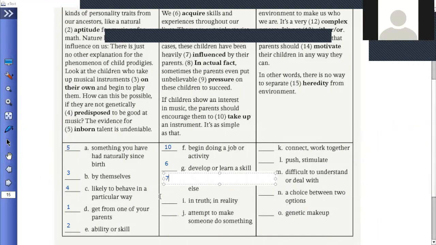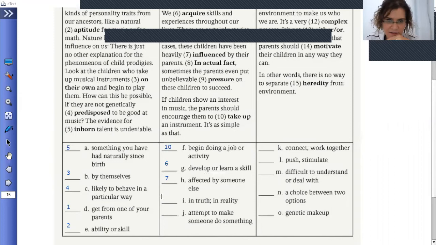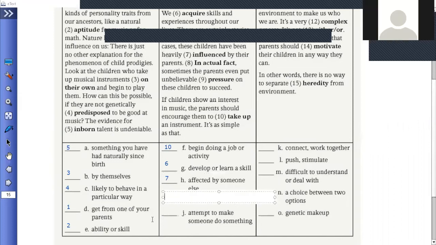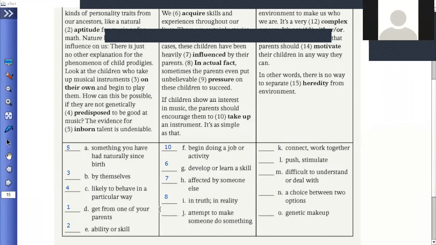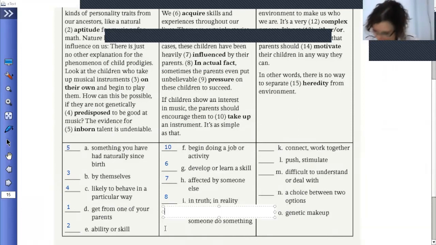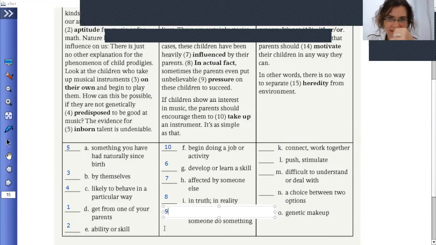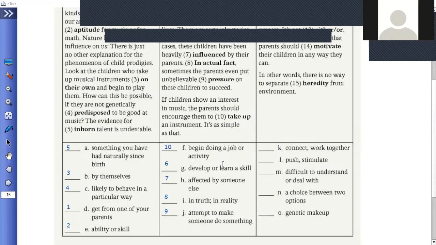In truth, in reality. 8. In actual fact. Yeah, very good. In actual fact. Attempt to make someone do something. What would that be? The last one in row 9, right? Yeah. Pressure. I feel pressured right now. Pressure. A lot of pressure.